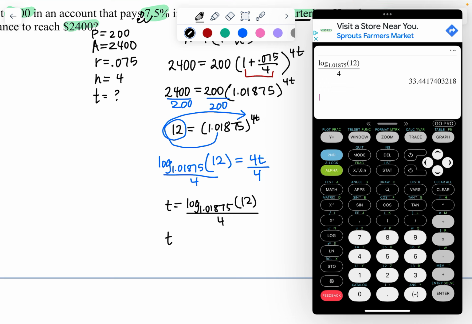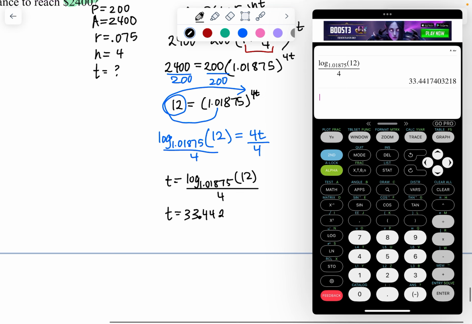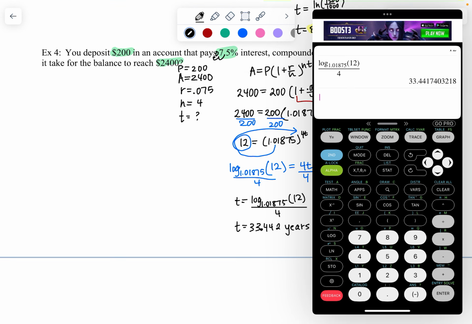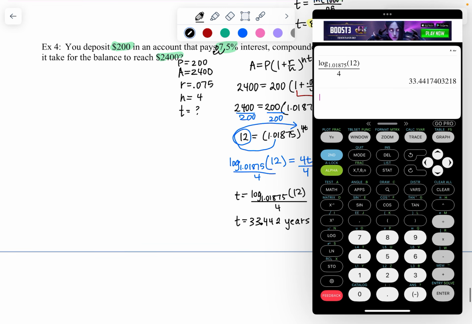Okay. And so about 33 years, so 33.44, and then that 1 gets rounded up to a 2. And so 33.442 years. And that's a reasonable answer to be able to make that much money.